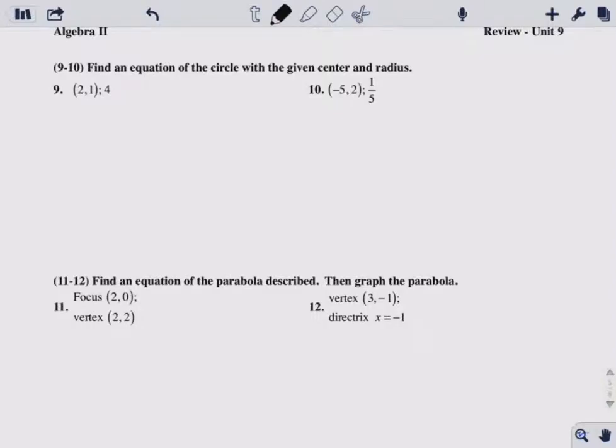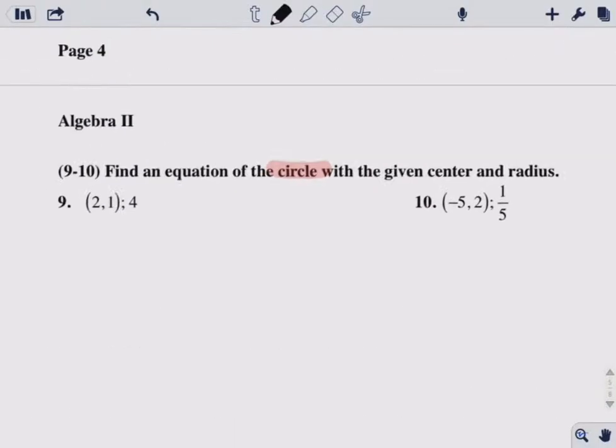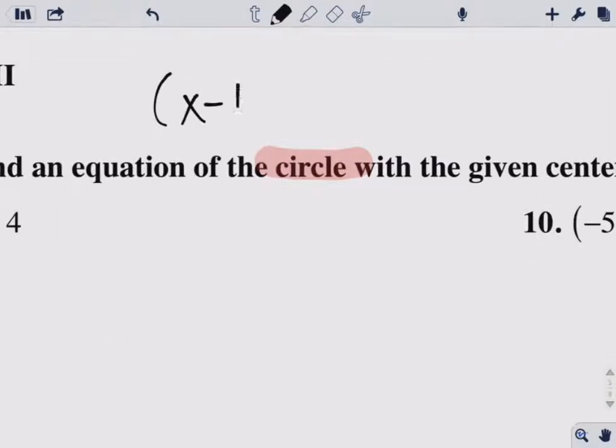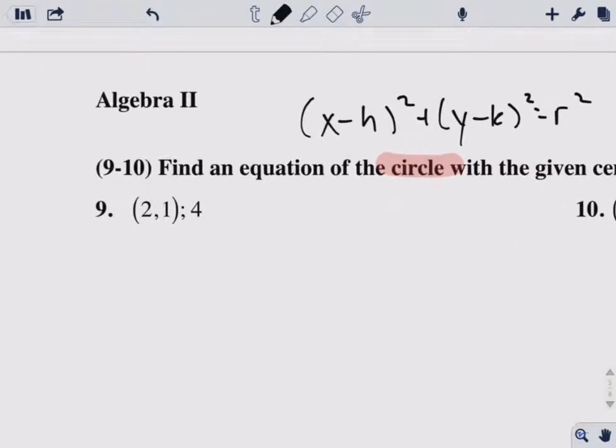Okay, page 5 of your review for Unit 9. This should go fairly quickly because we're just plugging information into equations. So we're talking about a circle. Okay, the standard equation of a circle is x minus h squared plus y minus k squared is equal to r squared. So we just plug that in.